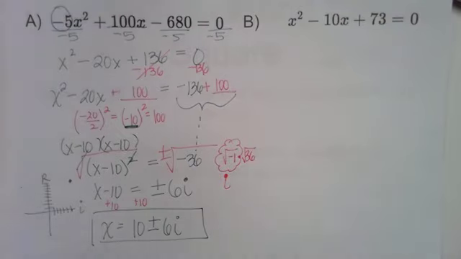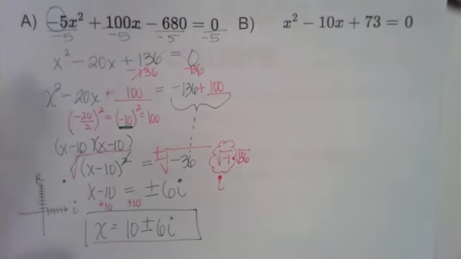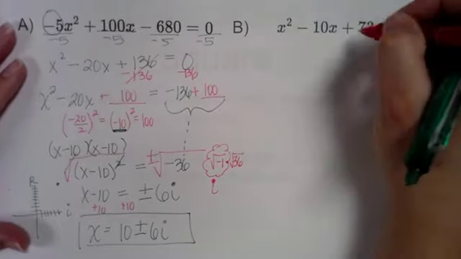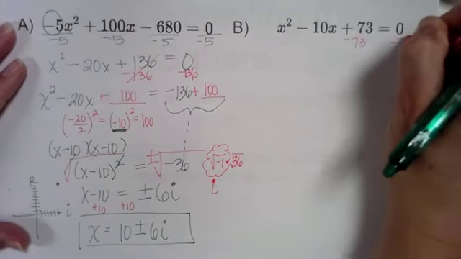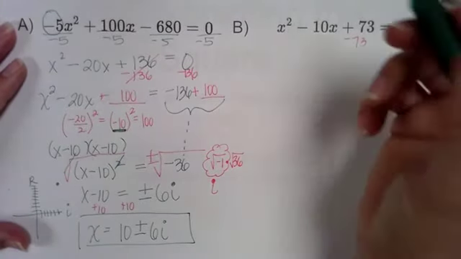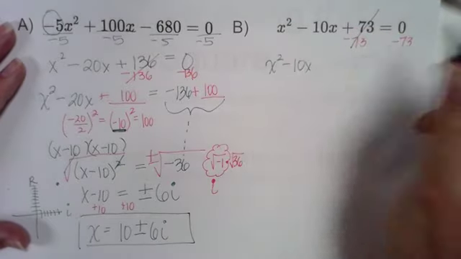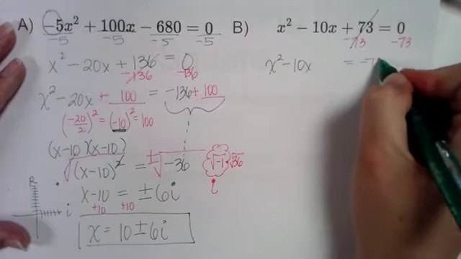Good question. All right, let's look at B. Last one, ladies and gentlemen. x squared minus 10x plus 73. Do we need to divide first? No. What should we do first? Subtract 73. That's a pretty crazy number, isn't it? All right, we've got x squared minus 10x equals negative 73.